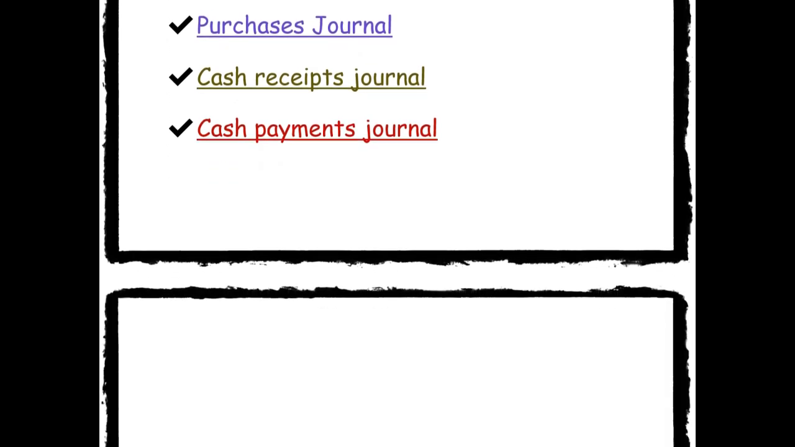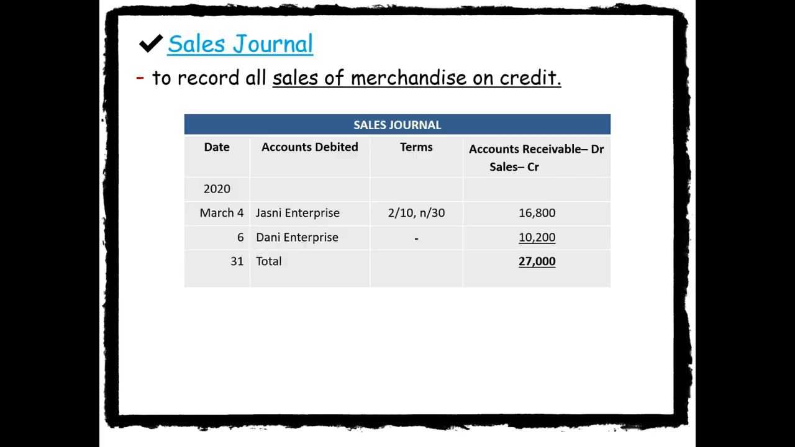Now, let's look at sales journal. We use sales journal to record all sales of merchandise on credit. This is the format of sales journal. We record the date of transaction in the first column. Then, we would write the name of debtors in the second column, which is the account debited column. For the third column, we record the given credit terms to our debtors.